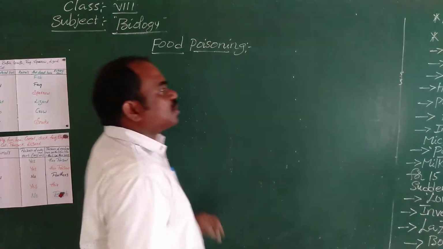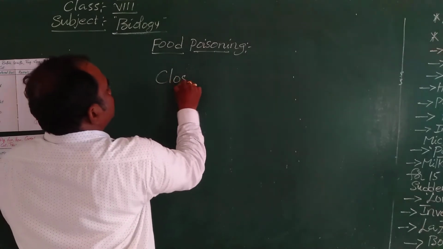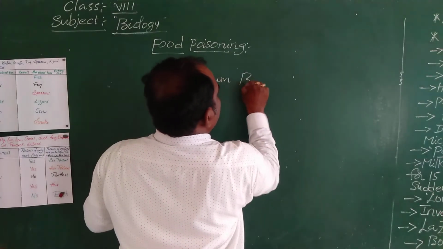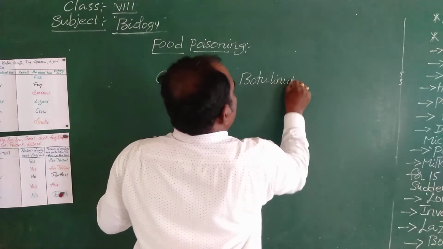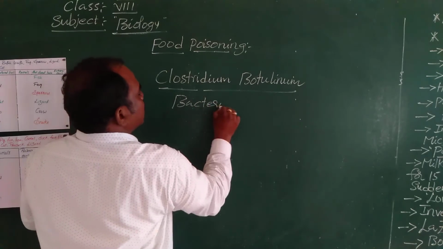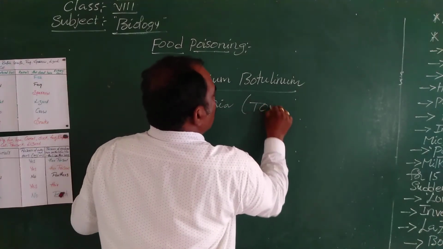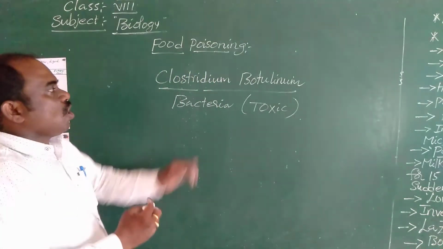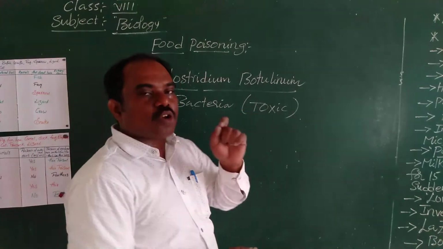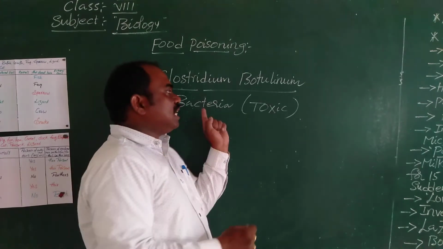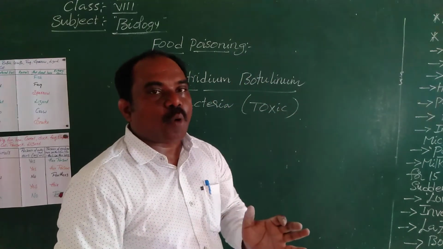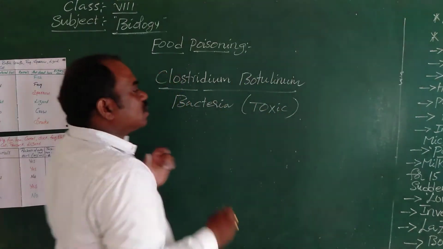One of the harmful bacteria is Clostridium botulinum. This bacterium releases toxic substances in the food materials. Toxic means poisonous substances. These bacteria enter into uncovered food materials and release toxic or poisonous substances. The food materials can be spoiled.